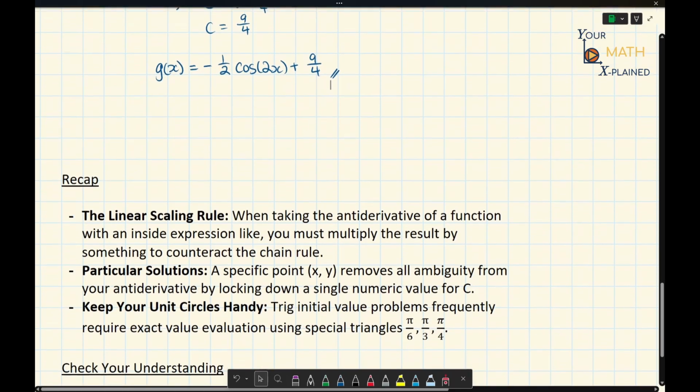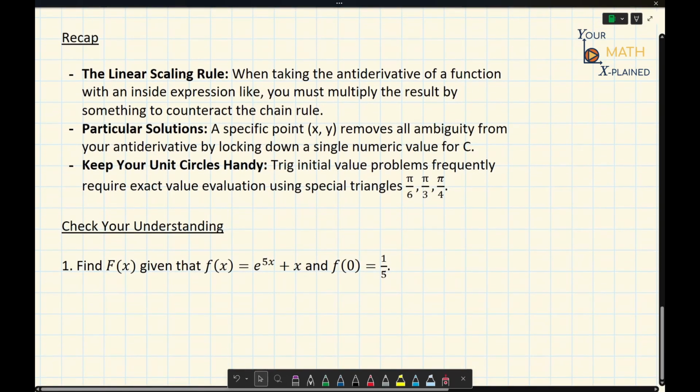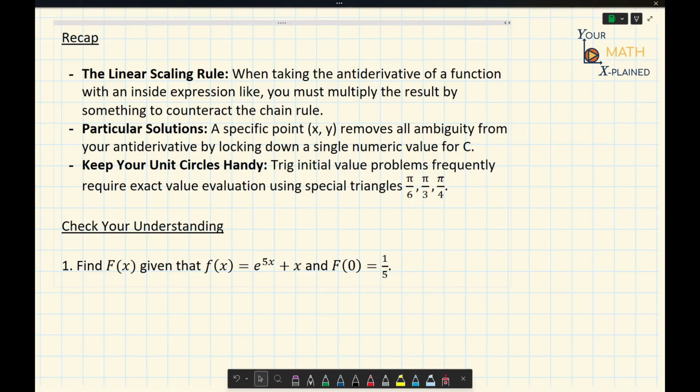And now let's do a quick recap of what we covered in this video. We learned that when integrating a function with a linear inside expression, so something like ax plus b, we must multiply the result by 1 over a to counteract the chain rule. While we focused on the general solution in the last video, in this video we learned that a particular solution can be calculated when we're given a specific point. And that removes all the ambiguity from the antiderivative by locking down a single numeric value for our constant c.